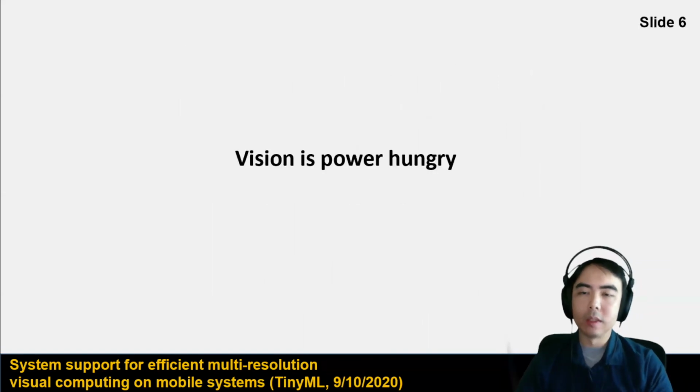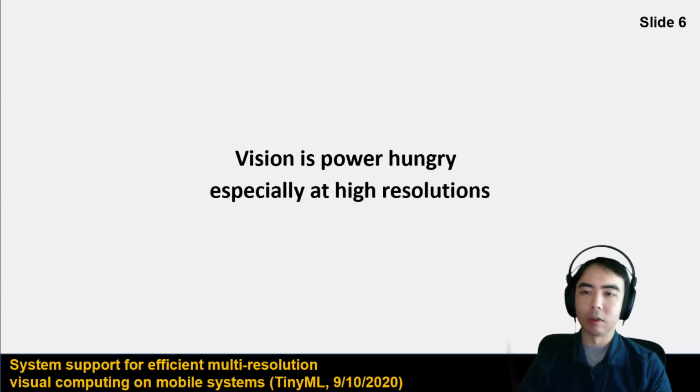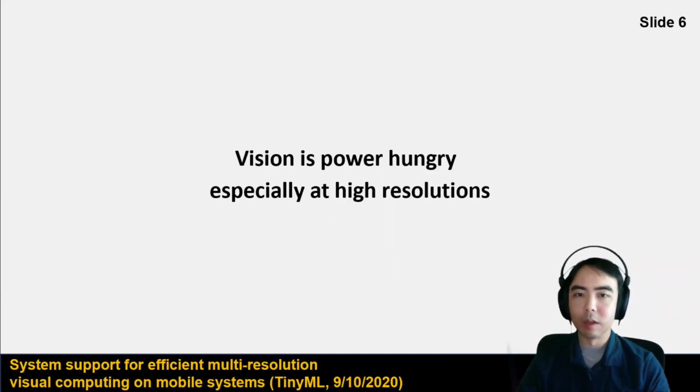And the big problem is that vision is power hungry. That's a very obvious statement. I think it's something we can, if we have experience, agree with. And another statement we can agree with is vision is power hungry, especially at high resolutions. So when you're dealing with a lot of pixels coming into your sensor, being sensed, converted from the analog to the digital domain, being stored in DRAM, being read out of DRAM, all those processes having to be done on so many pixels is highly problematic for trying to be energy efficient, trying to be low power.